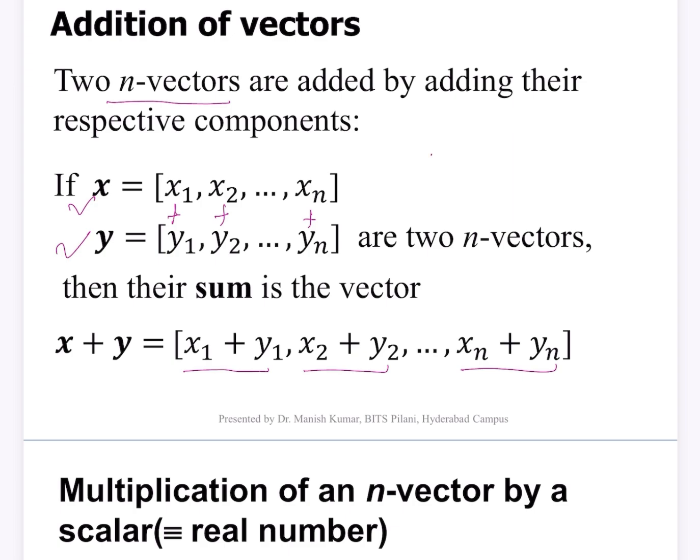Okay, example, if you see (3, 2) plus (2, 5). So what is the component-wise addition? 3 plus 2 is 5, and 2 plus 5 is 7. So this is the component-wise vector addition.